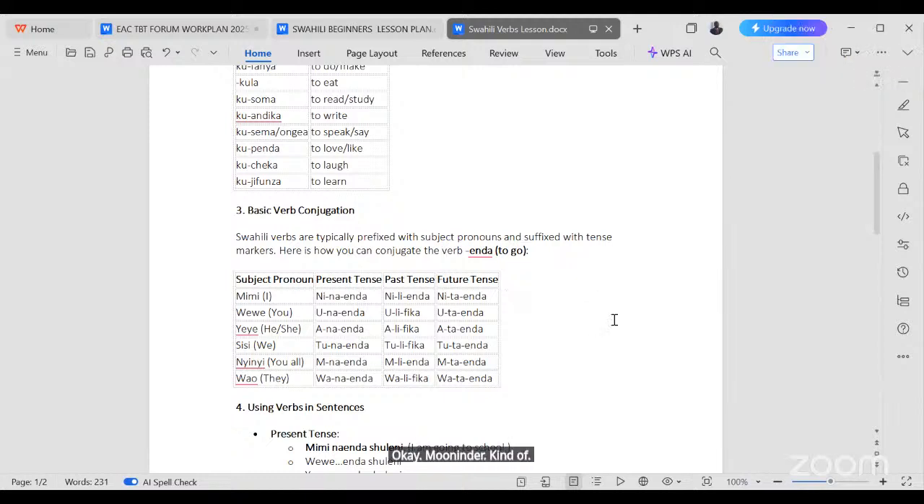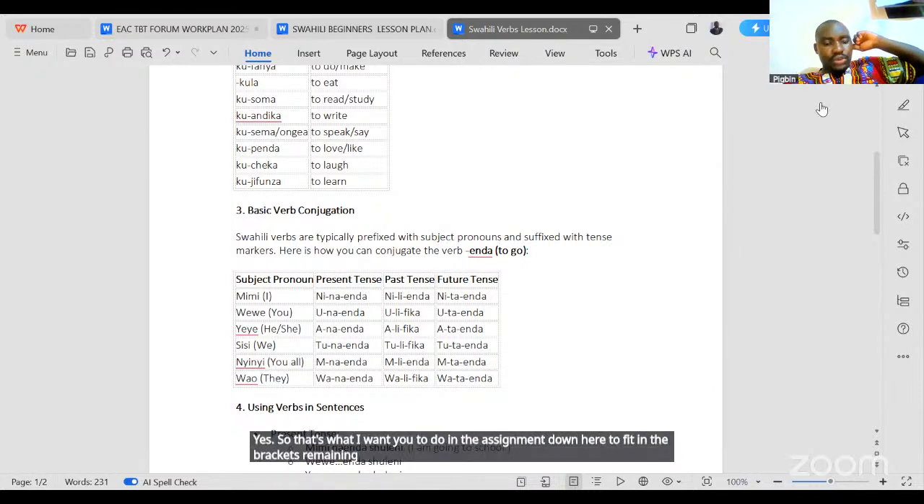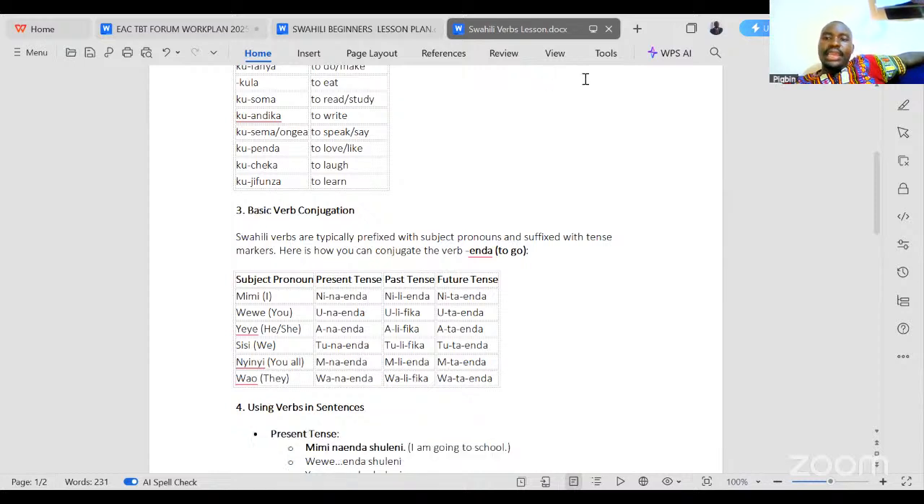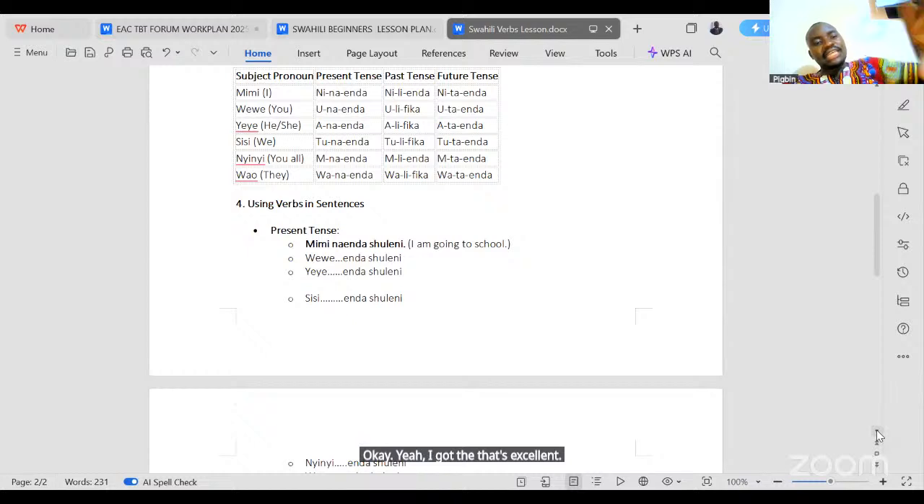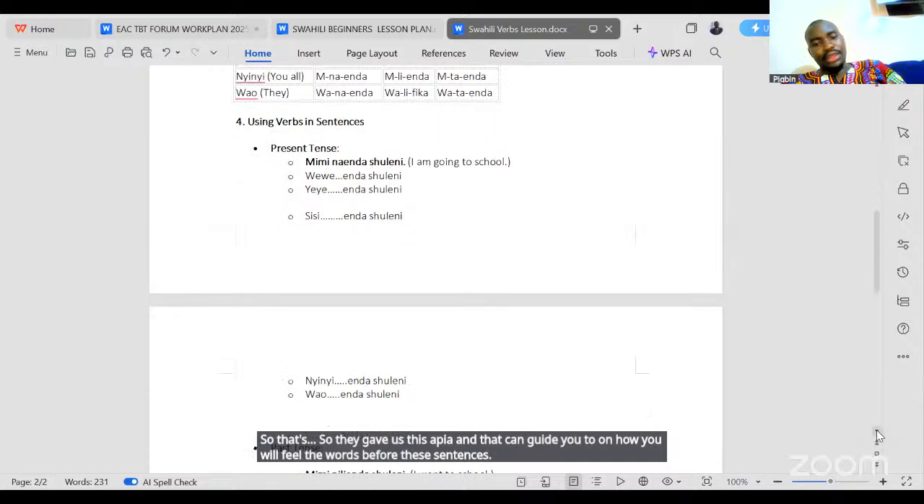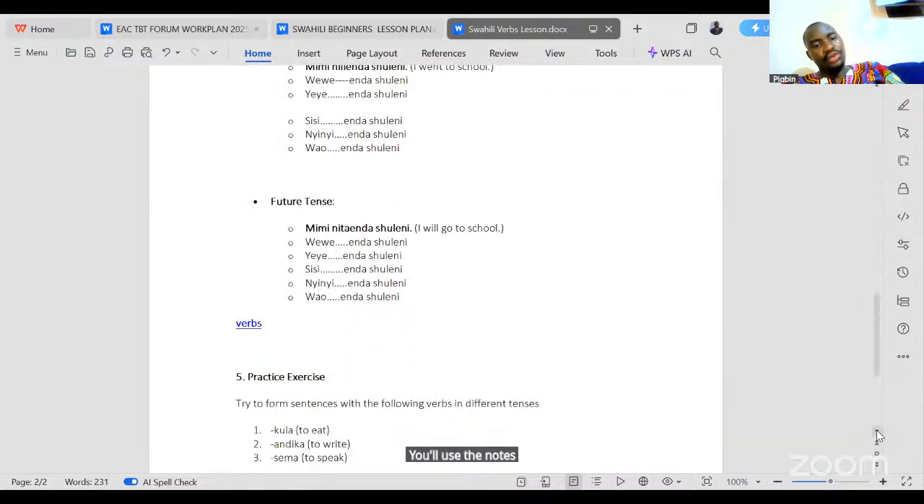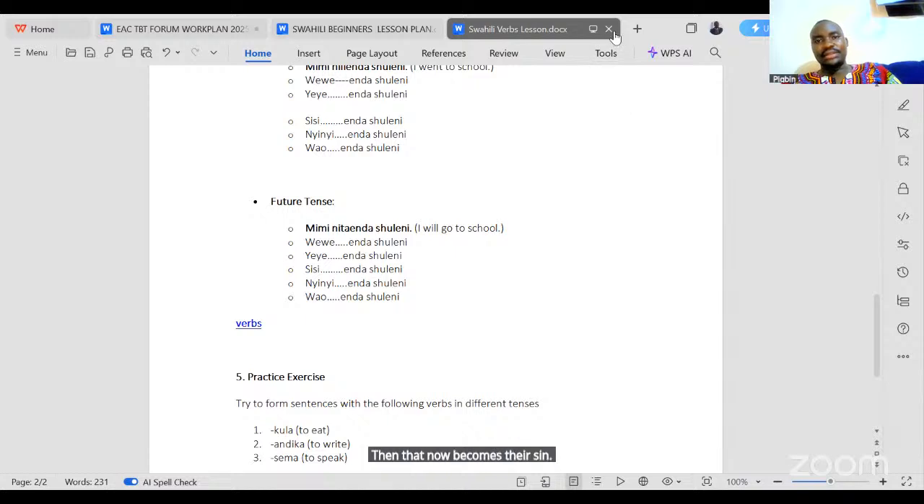So that's what I want you to do in the assignment down here, to fit in the brackets remaining using those pronouns. "Mnaenda, anaenda, unaenda." The guidance is up here, and that can guide you on how you will fill the words before these sentences, those dashes I've put there. You will use the notes up there to guide you on how to fit what is necessary here. Then that now becomes the assignment. Is that okay?